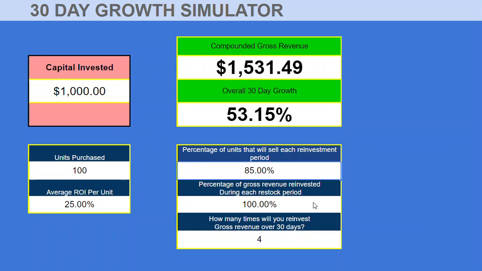And you can work on this number here and get this up to maybe 87% or even higher, and just work with these numbers and be a little bit realistic with yourself. Maybe you can't reinvest 100% of your capital 4 times in that 30-day period. So you play with this number here a little bit, maybe drop this down to 95%, and then you can see how the numbers play.